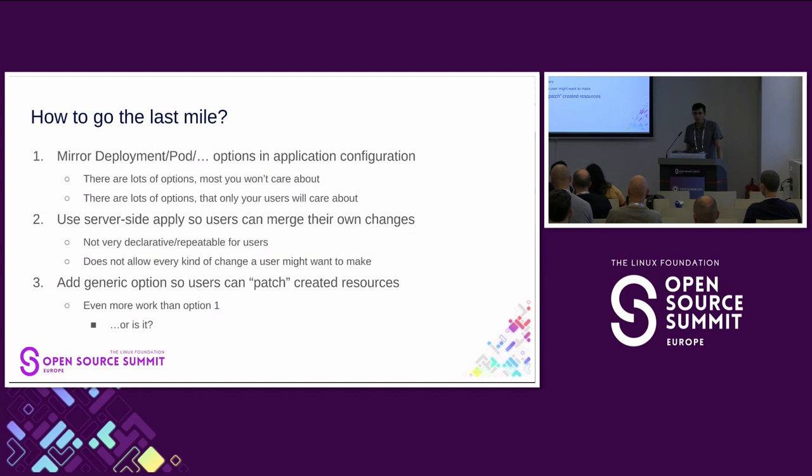So how do we go the last mile with covering all these user needs? One option would be, if your operator deploys some workload, you could mirror all the options that may be useful for the users. And this is something that some operators choose to do. So they have, okay, you can specify additional affinity, you can specify additional sidecar containers, you can configure additional configuration, whatever else they need. But that is a lot of work. You need to copy all the workload resources over to your own configuration. So it's basically a lot of work.